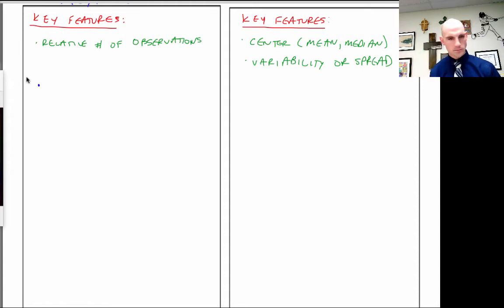So shape for categorical data would be, do the values cluster?